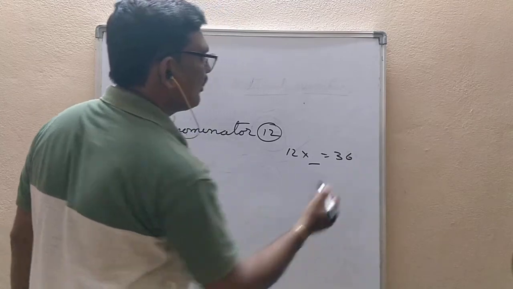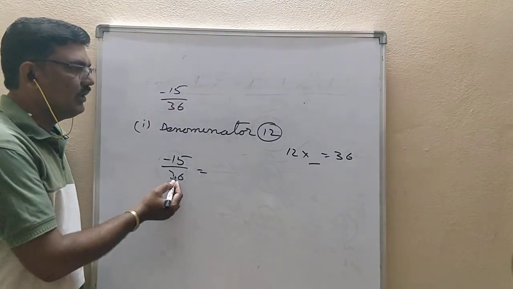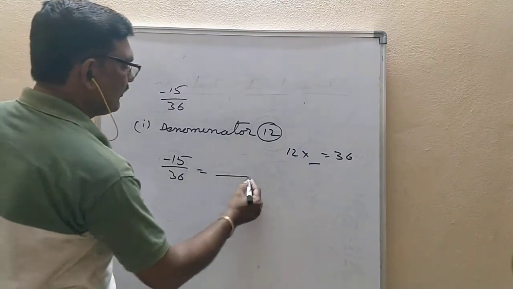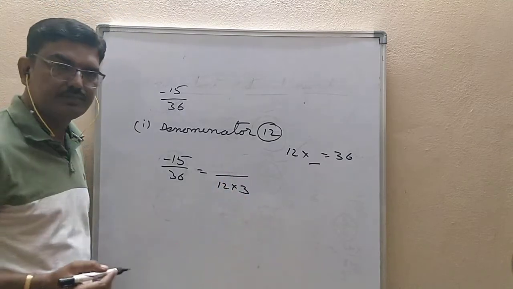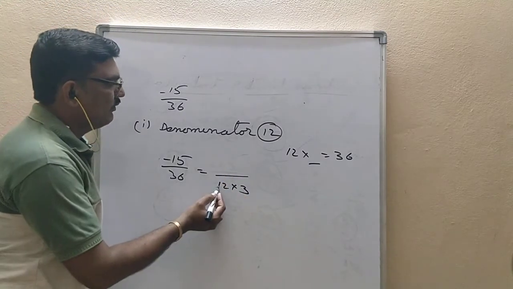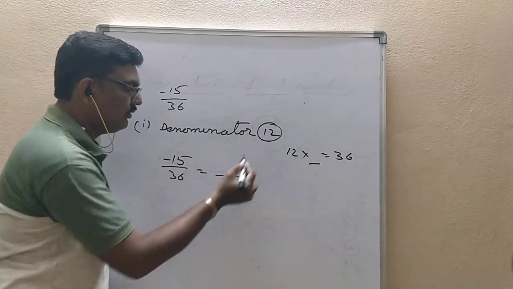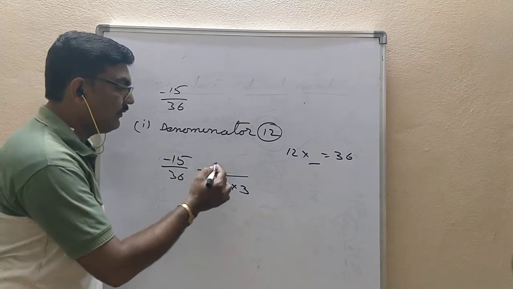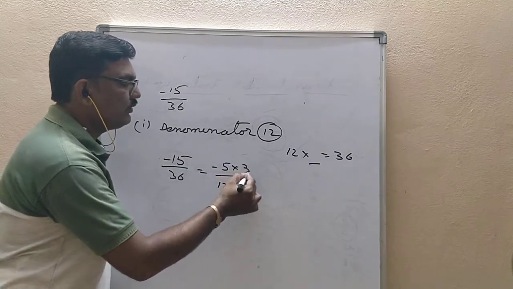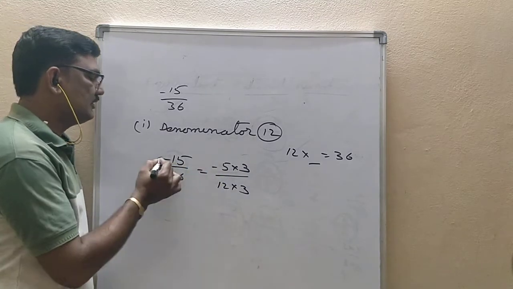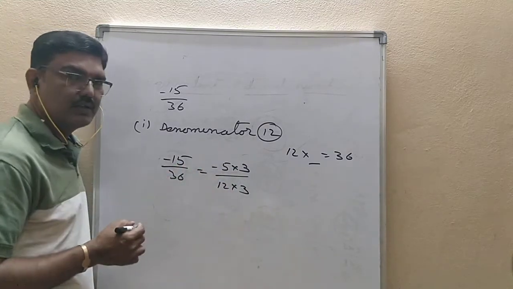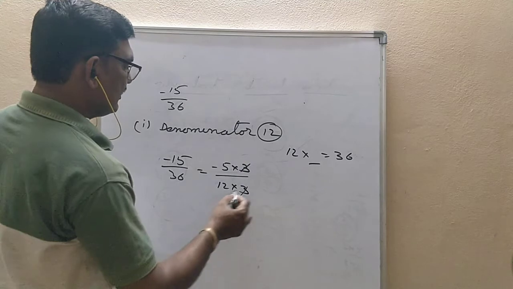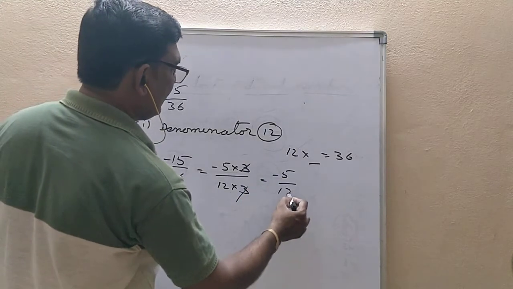36 equals 12 into how much? You have to write 36 as 12 into some number. If you read the 12 table, when will 36 come? 12 3s. I wrote 12 because the denominator should have 12. Other than 12, what do you have here? 3. So 15 you can write as 5 into 3, right? This minus is minus only. 5 3s are 15. Now this 3 and this 3 will be cancelled. What remains? Minus 5 by 12.